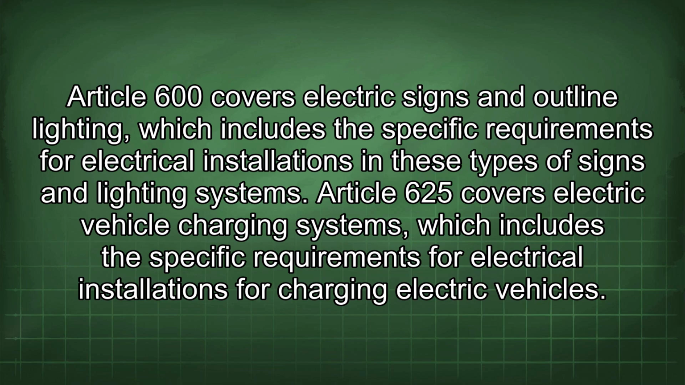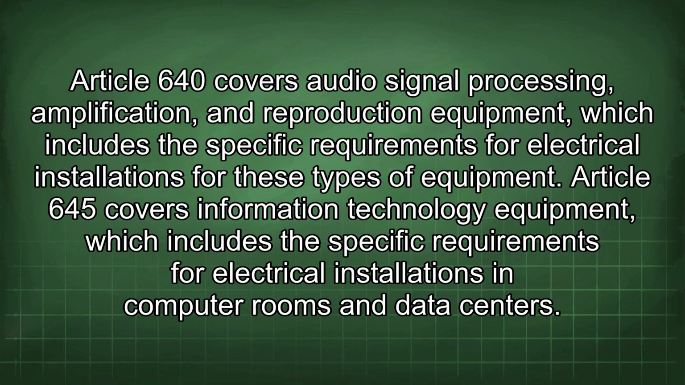Article 600 covers electric signs and outline lighting, which includes the specific requirements for electrical installations in these types of signs and lighting systems. Article 625 covers electric vehicle charging systems, which includes the specific requirements for electrical installations for charging electric vehicles. Article 640 covers audio signal processing, amplification, and reproduction equipment, which includes the specific requirements for electrical installations for these types of equipment.